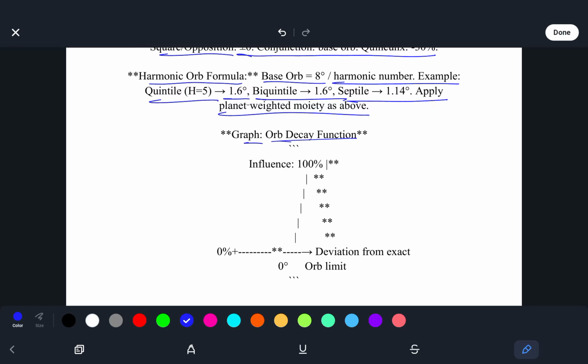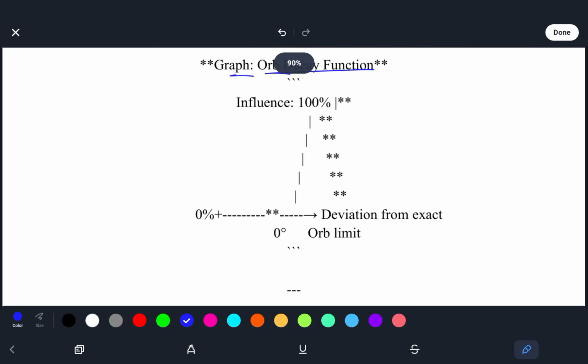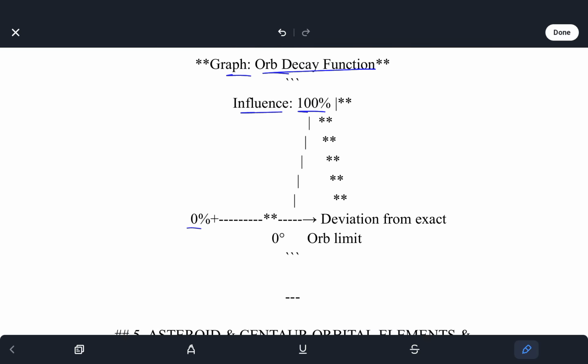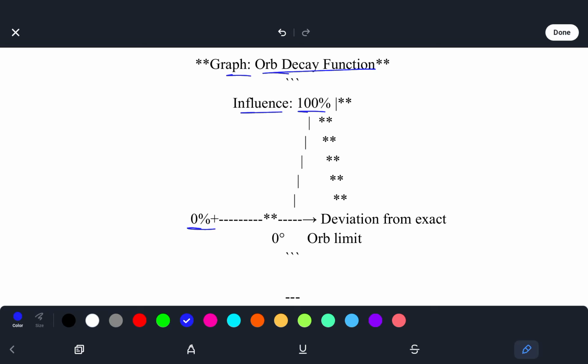Our graph here is the orb decay function. We see our influence is 100%, and 0% at the limit, and we get deviation from the exact 0 degrees to the orb limit.